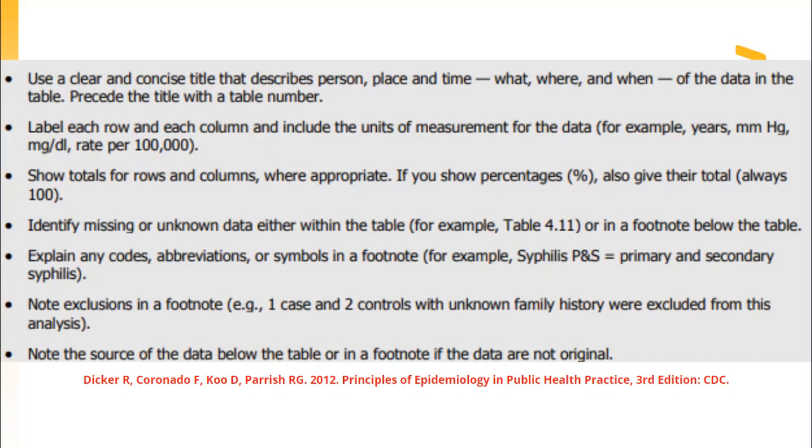So these are the guidelines to follow for creating a good table or figure. You need to use a clear and concise title, describing the person, the place, and the time. And then you label each row and each column. There must be a label for each row and column, including the units of measurement. And then show the total for each row and column where appropriate, and show percentage to give the total.